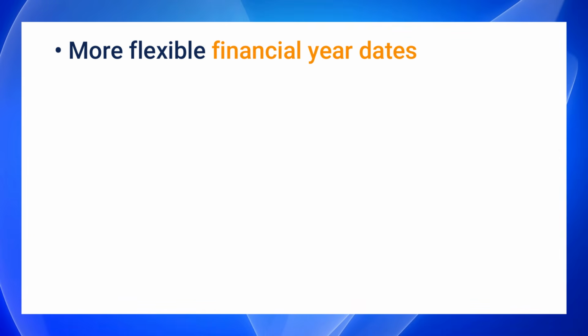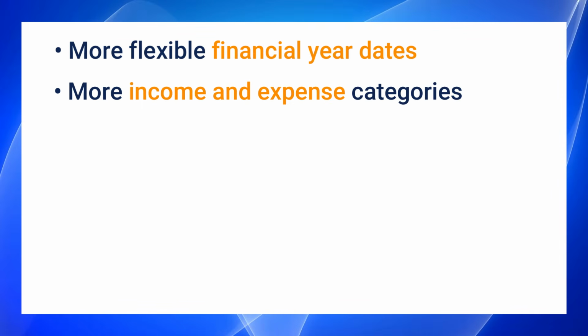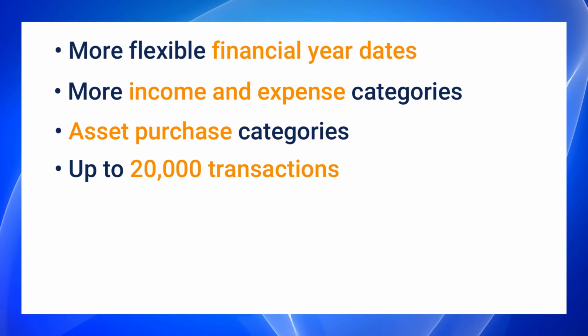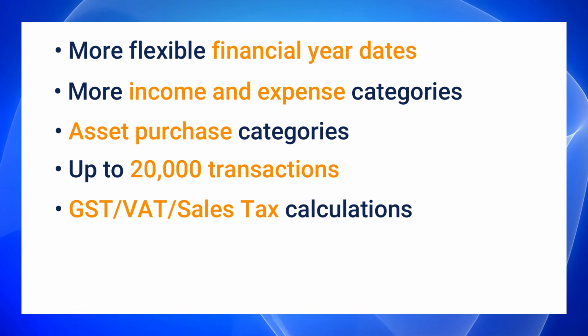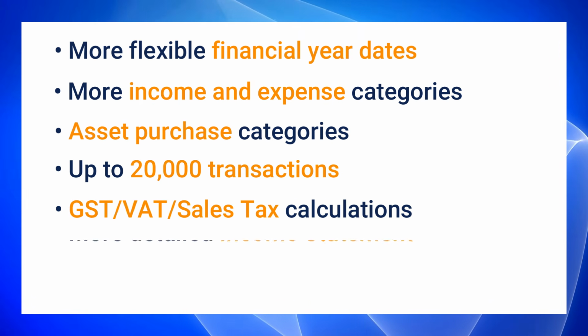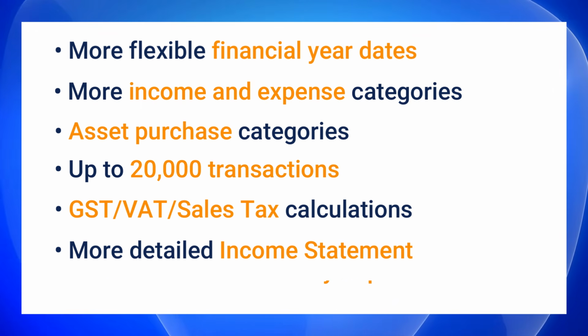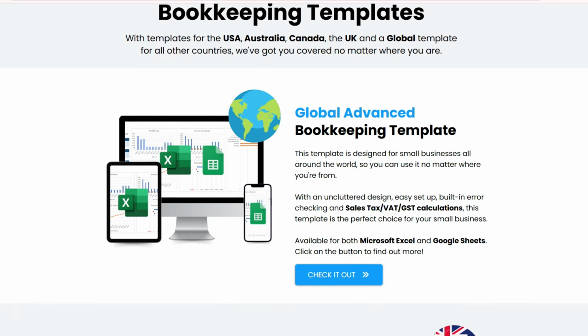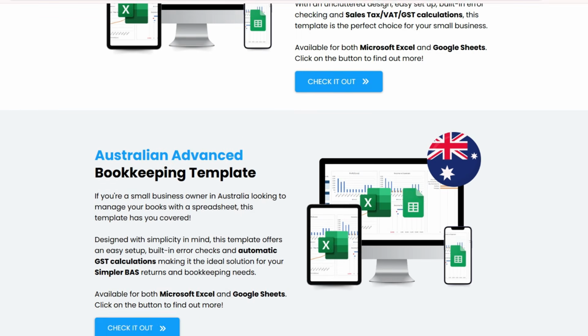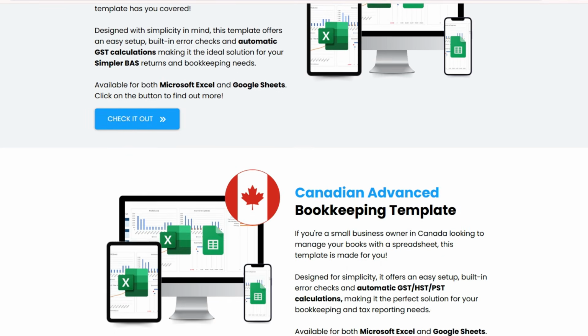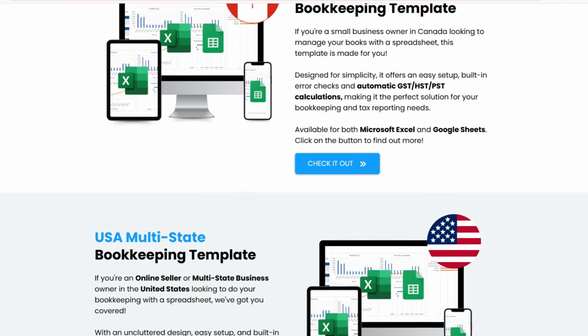As you can see, this template gives you everything you need to easily track your finances, which makes it great for startups and simple businesses. But if you need more than that, check out our great value advanced bookkeeping templates that include things like more flexible financial year dates, more income and expense categories, asset purchase categories, room for 20,000 transactions, GST, VAT, and sales tax calculations, and a more detailed income statement, a dashboard, and a summary report. We've got specific templates for small businesses in Australia, Canada, the USA, and the UK, and global templates that you can use no matter what country you're in.